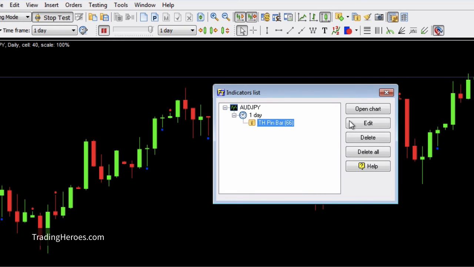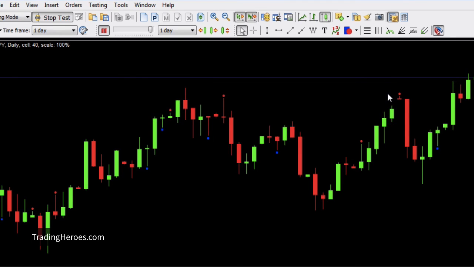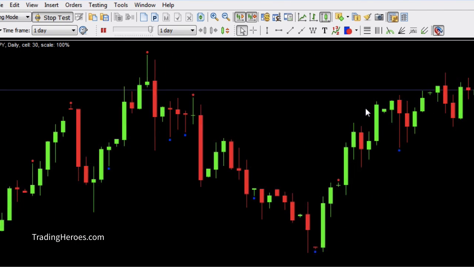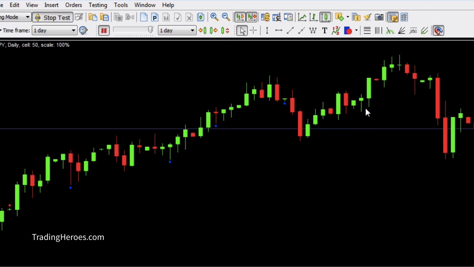So in this indicator, there's just one setting, 66. That's a percentage of the tail compared to the whole candle. Okay, so as we keep going through here, you can see all the pin bars. This makes it really easy to actually quantify what a pin bar is and how your results are affected by your definition of a pin bar.